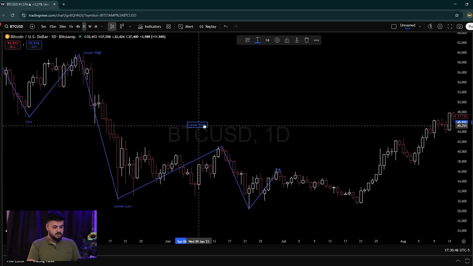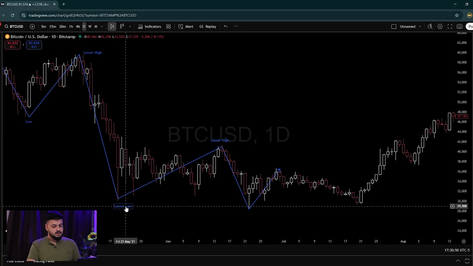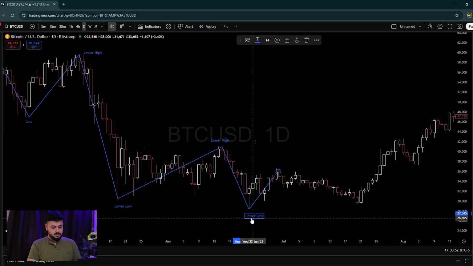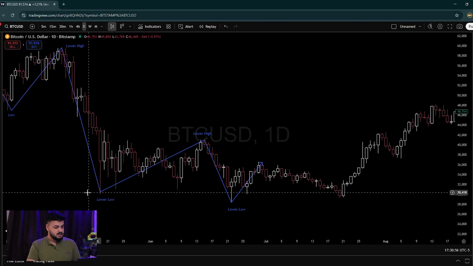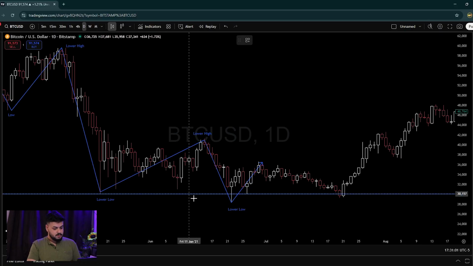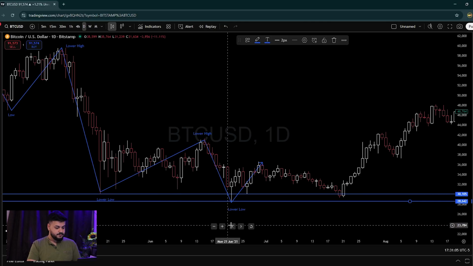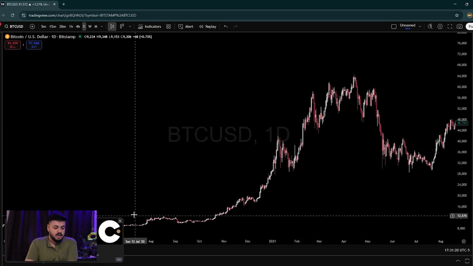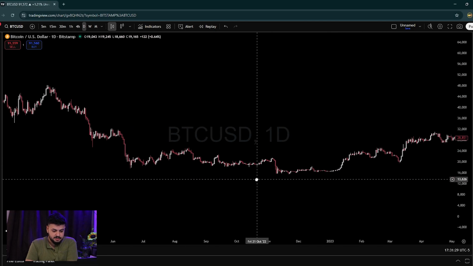Similarly, we can call this a lower high because that's lower than the previous one. This a lower low because this is also lower than the previous one, as we can see right here. It's not that much lower, but it is lower. Now that we know how to identify an uptrend and a downtrend, let's see an example for a sideways trend.